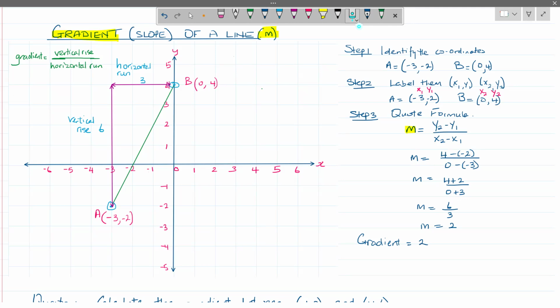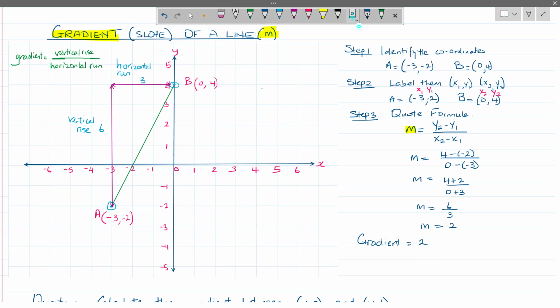A positive gradient indicates that the line is sloping upwards. Everybody all right with that? A negative gradient is going to imply that the line is sloping downwards. So it means that with a positive gradient, we're starting from the bottom left and going up to the top right. It's increasing like this. A negative gradient would mean that we're starting from the top left and going down to the bottom right. All right? Everybody okay with that?